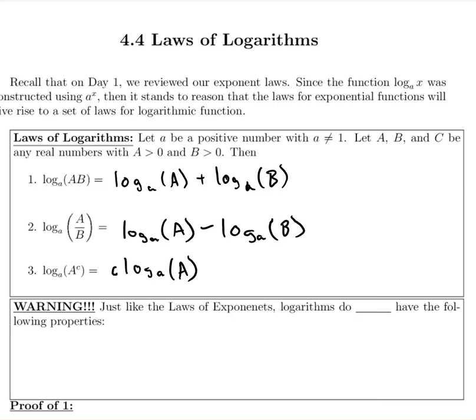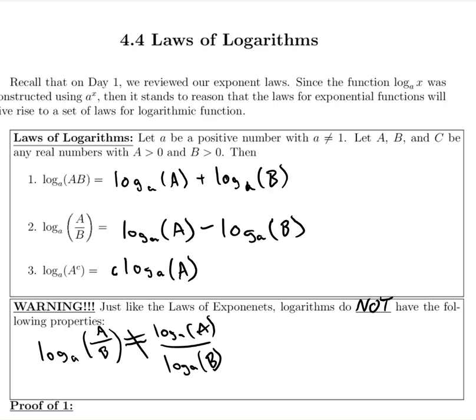And I do want to put in some warnings. As with all of our rules for exponents and logarithms, there are some common mistakes people tend to fall into. So the following are not laws of logarithms. Remember, log base a of A divided by B is not equal to log base a of A divided by log base a of B. I cannot just break up the logarithm with division, so I need to use subtraction.